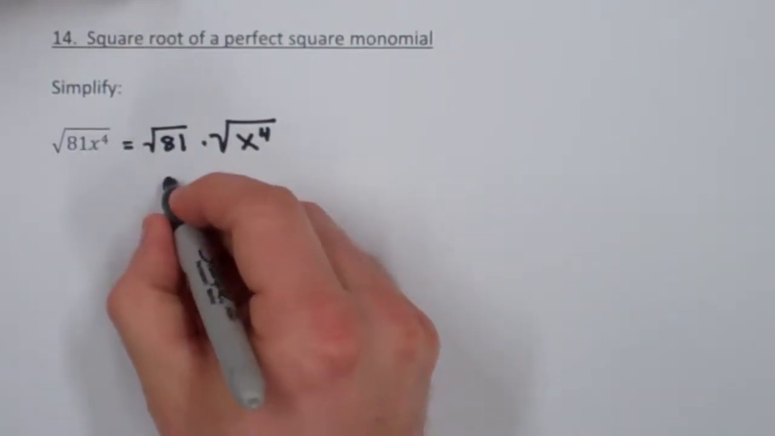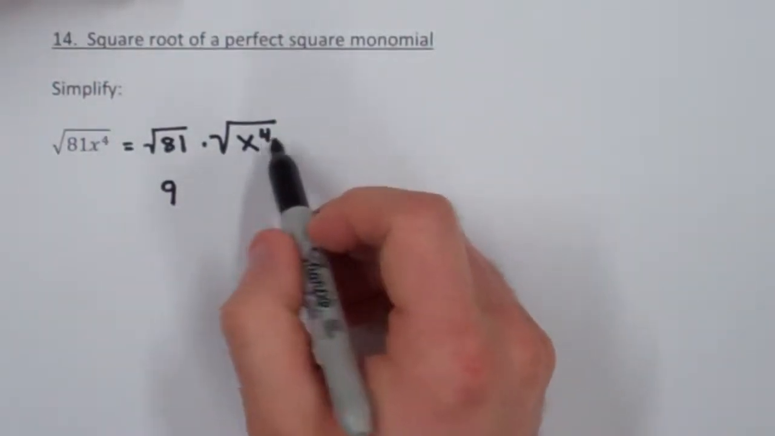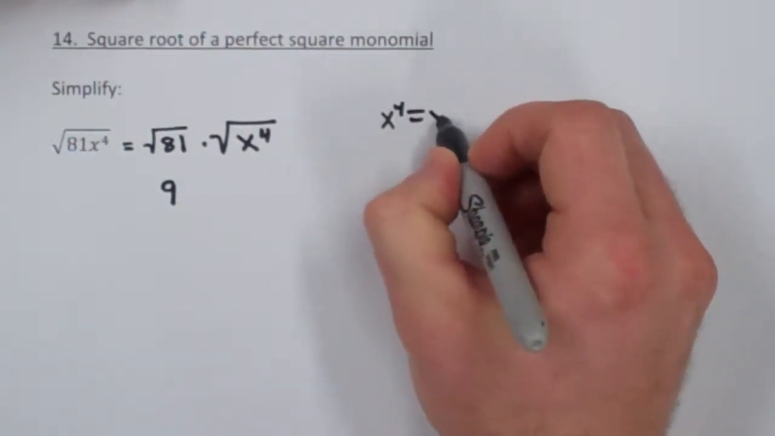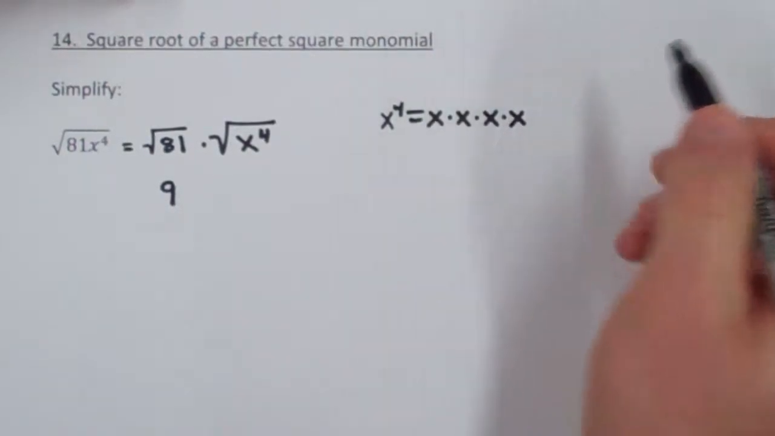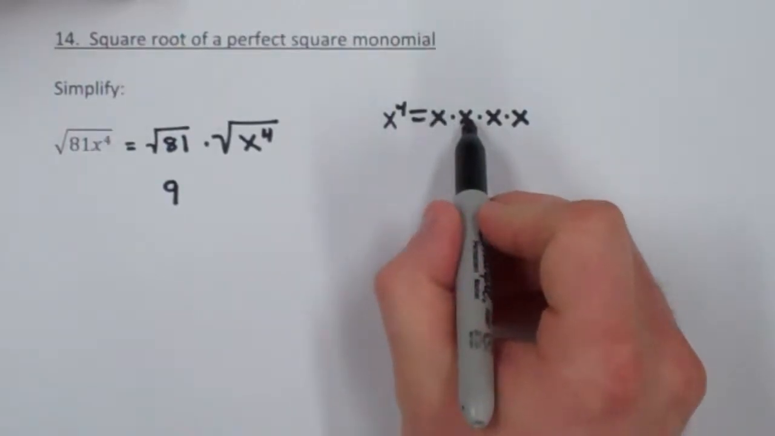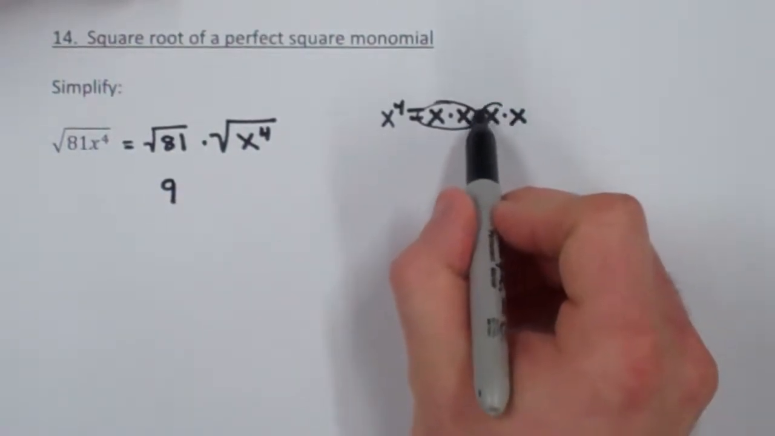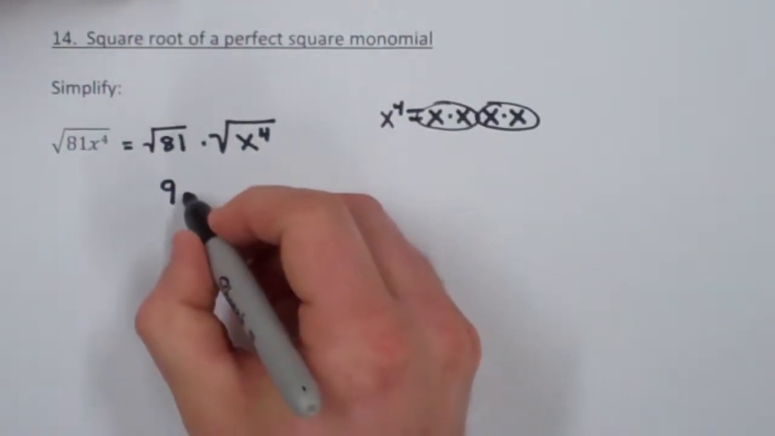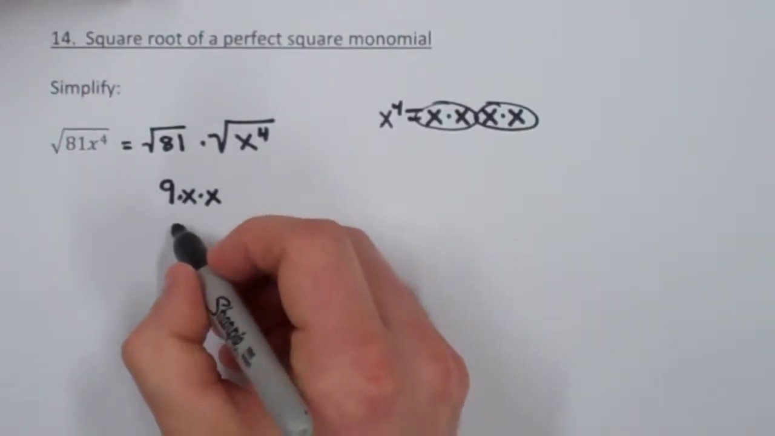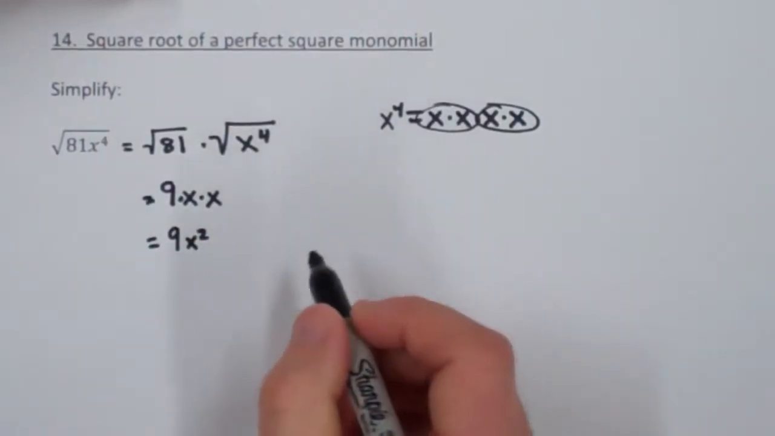The square root of 81, though, we know that's 9. We're going to want to write that without the square root if we can. X to the fourth, if you wanted to, you could write as x times x times x times x. Remember that when we're taking the square root, the square root of x times x, or x squared, is just x. So we're looking for a pair of x's, and we have two pairs of x's here, and so we can take two of those x's out, one from this pair and one from this pair. So if we clean this up a little bit, we've got x times x, and that's 9x squared.